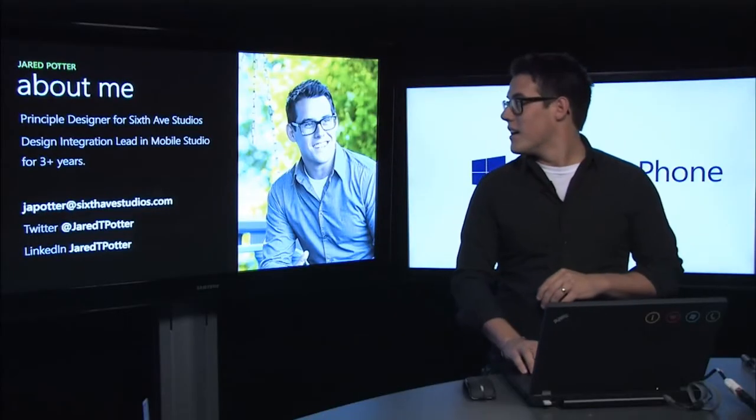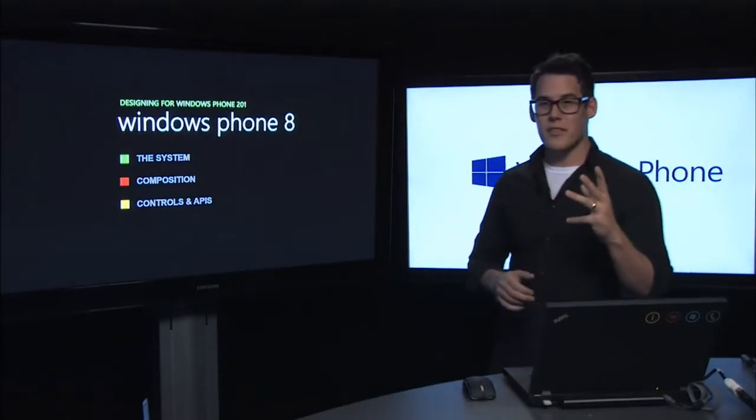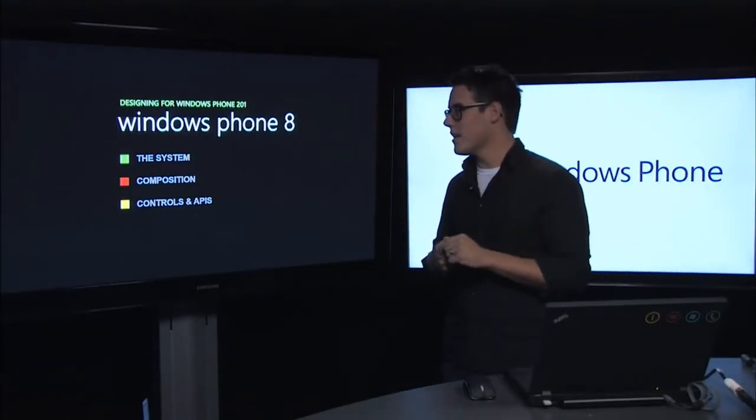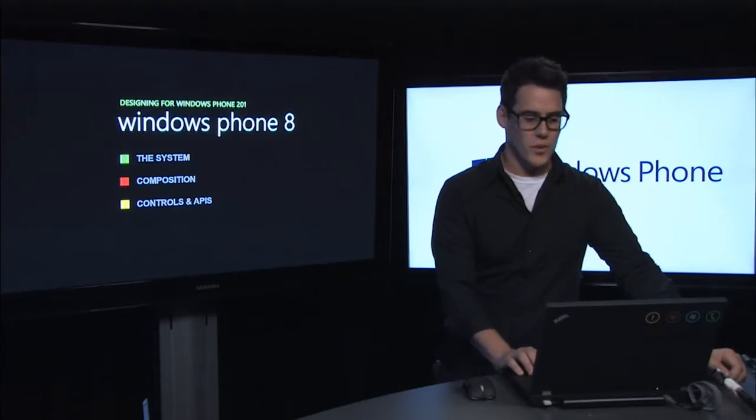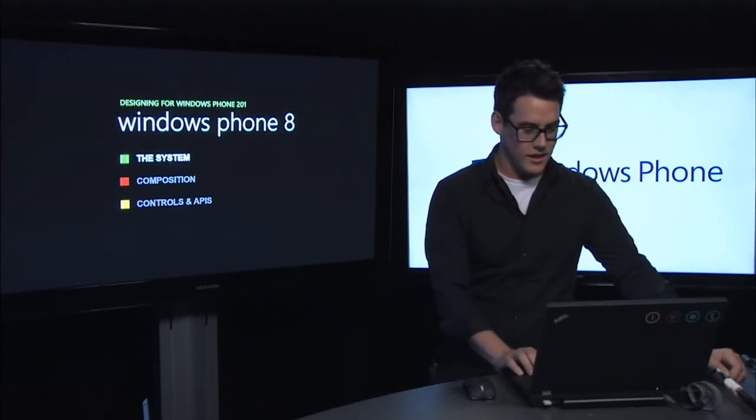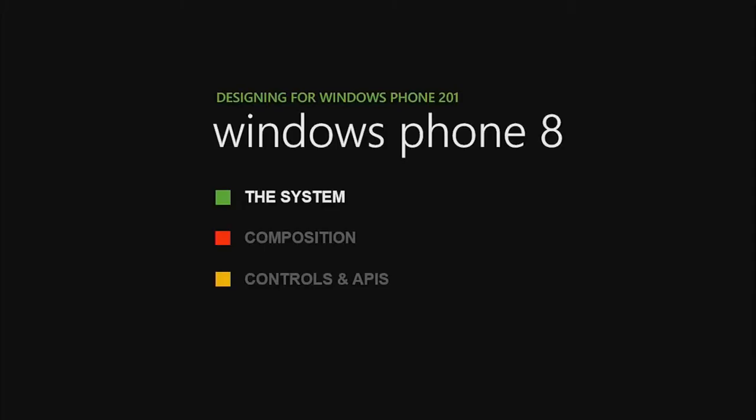Today we're going to be talking about three different things. We're going to be talking about the system on Windows Phone, composition, and in this piece we'll be talking about page templates and how you'll create motion and integrate all that. And then last of all, we're going to be talking about the controls that you'll be able to use as a designer, as well as the APIs that are made available for you on Windows Phone. So let's get started. The first thing we're going to talk about is the system.